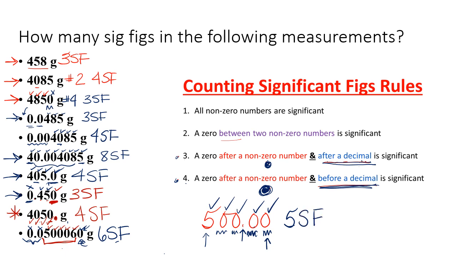When you read this, after a non-zero number and after a decimal and before a decimal, be very literal. Is it technically after a non-zero number? Is it technically after the decimal? Or is it technically before the decimal? So be very, very technical when you read this.